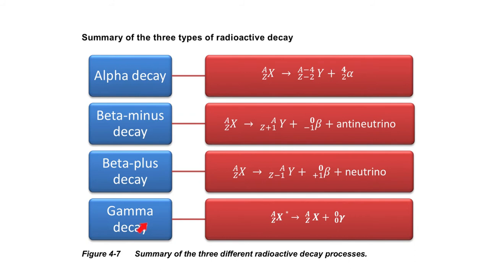And then lastly, gamma decay, you have no change in the actual structure of the nucleus. It's still the same nucleus. The number of protons and neutrons stays the same, but it goes from a higher energy state to a lower energy state, and that excess energy is given off in the form of a photon in the region of gamma radiation.